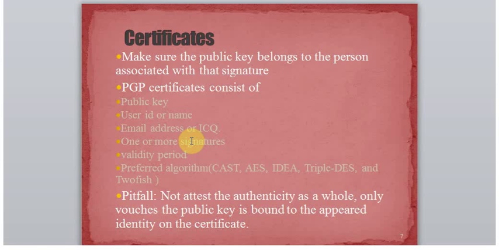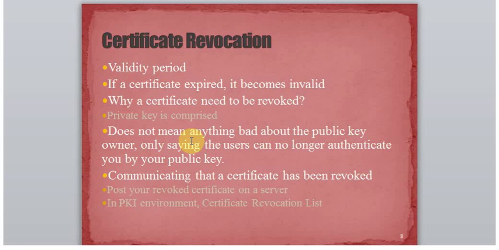PGP certificates consist of the public key, user ID or name, the email address or ICQ, one or more signatures, validity period, preferred algorithm, and the pitfall. Pitfall means it does not attest to the authenticity as a whole, it only vouches that the public key is bound to appear on the identity of the certificate. Then the certificate has a validity period. If a certificate expires, it becomes invalid. An expired certificate does not mean anything bad about the public key owner, it only says users can no longer authenticate you by that public key.